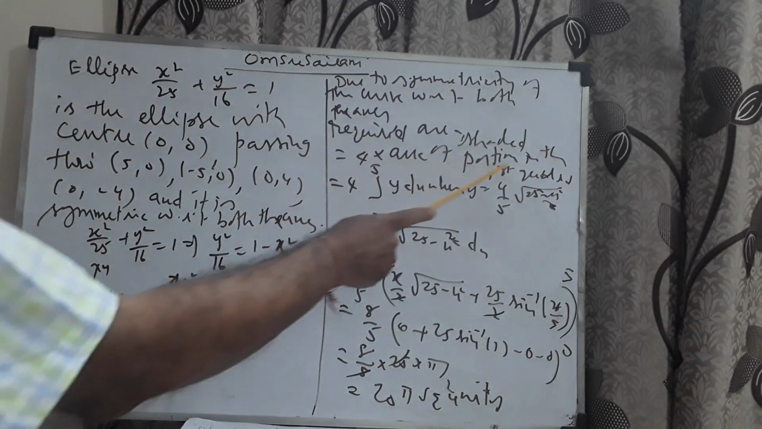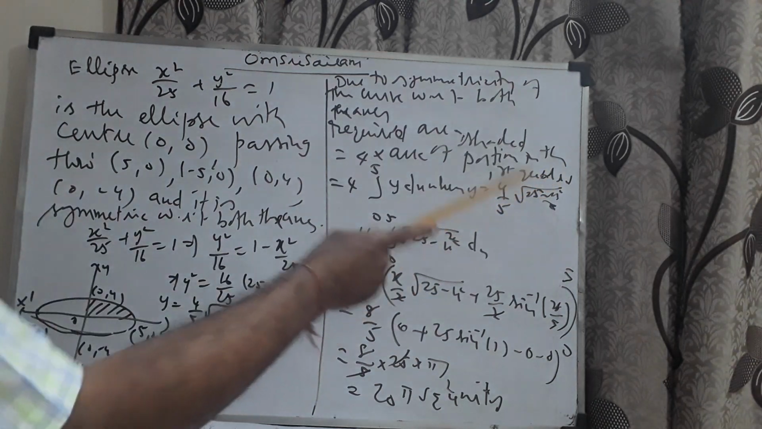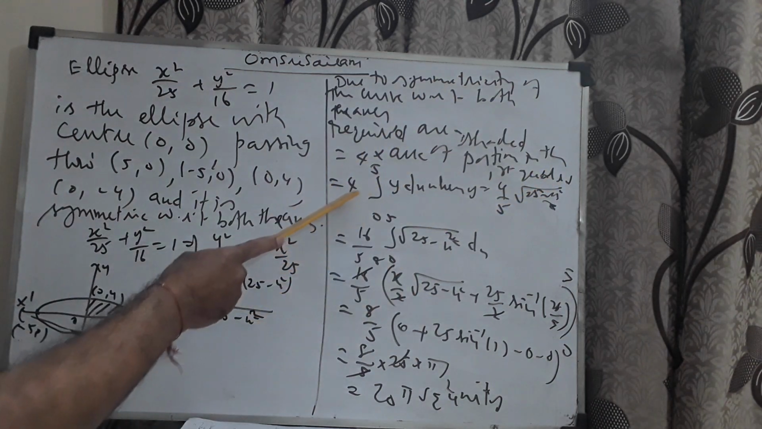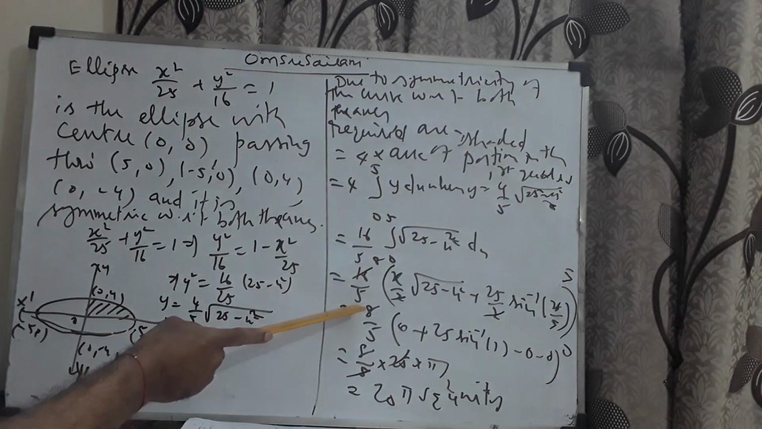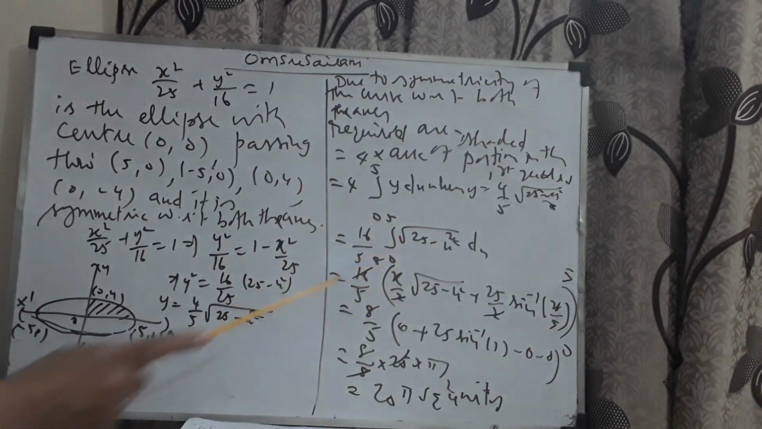Now, 4 times the area of the portion in the first quadrant, the shaded portion in the first quadrant. For 4 times the integral from 0 to 5, this is the curve for which I get y in terms of x, which is 4 by 5 root of 25 minus x square, as we have seen. 4 into 4 is 16 by 5. Applying the formula here, the integral of root of a square minus x square is x by 2 root of a square minus x square plus a square by 2 sin inverse x by a.